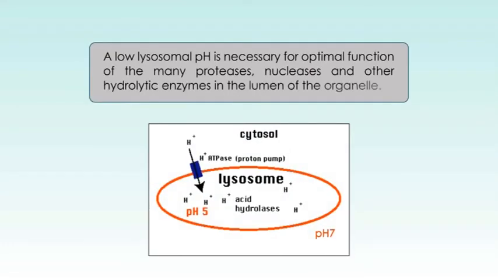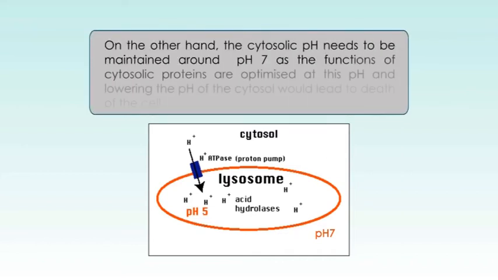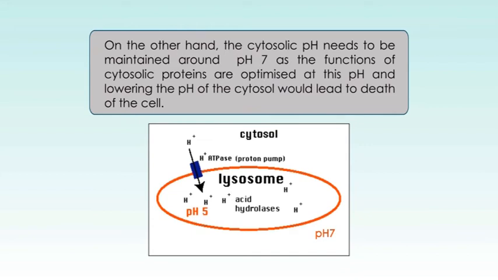A low lysosomal pH is necessary for optimal function of the many proteases, nucleases, and other hydrolytic enzymes in the lumen of the organelle. On the other hand, the cytosolic pH needs to be maintained around pH 7, as the functions of cytosolic proteins are optimized at this pH, and lowering the pH of the cytosol would lead to death of the cell.